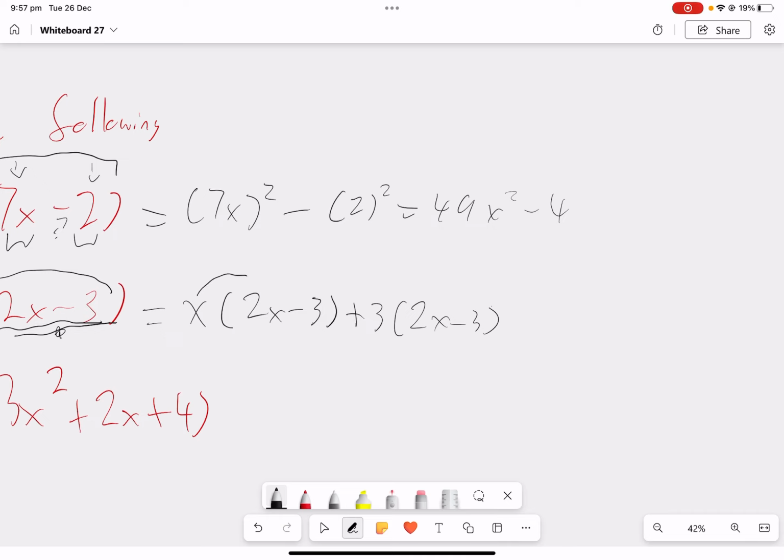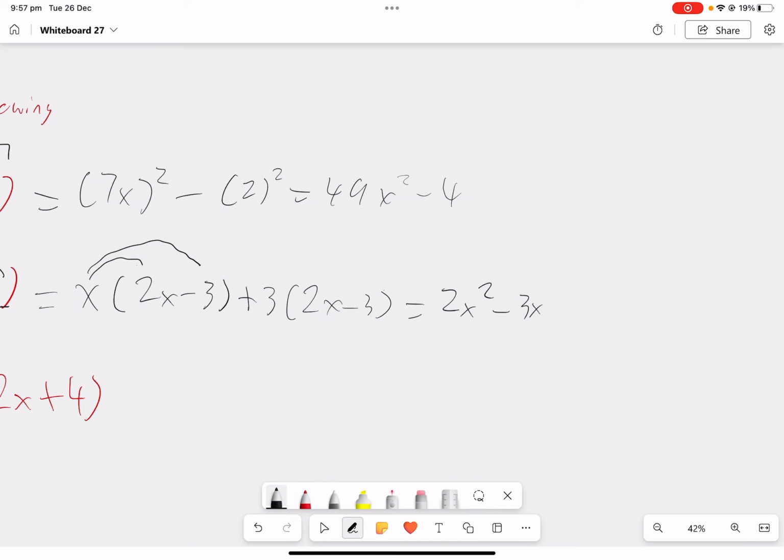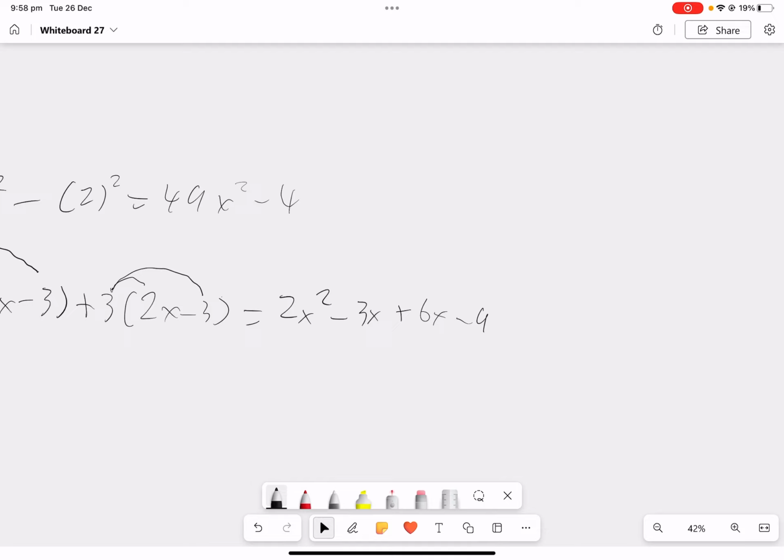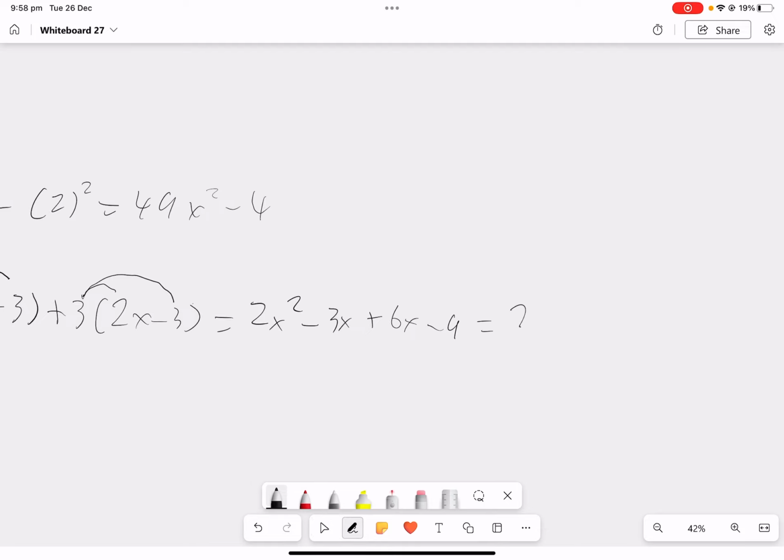So x being multiplied by 2x is 2x squared. x being multiplied by negative 3 is negative 3x. Then we move on to this one. Positive 3 being multiplied by 2x is positive 6x. Then 3 times minus 3 is minus 9. Then we clean it up. 2x squared, nothing there. Negative 3x plus 6x is positive 3x. Then negative 9, because there are no like terms. So that is our final one as well.